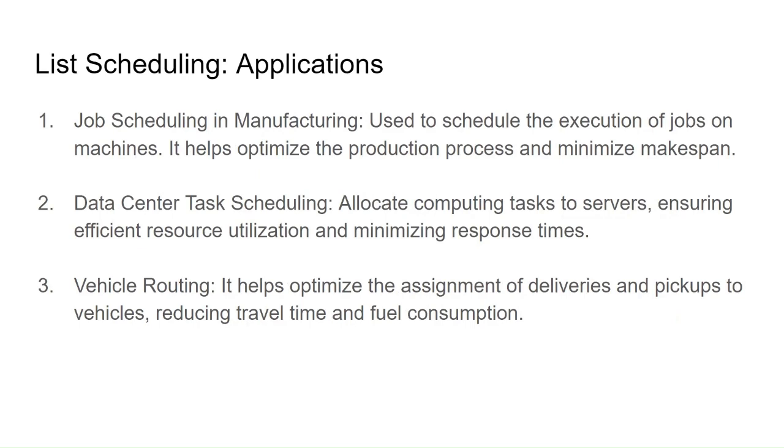Besides networking, list scheduling is also used in other fields, like manufacturing and data centers. It schedules when jobs will be executed on machines to optimize the production process, while also minimizing the overall load on any of the machines used. And then with vehicle routing, we can optimize the assignment of deliveries and pickups to vehicles, reducing travel time and fuel consumption.